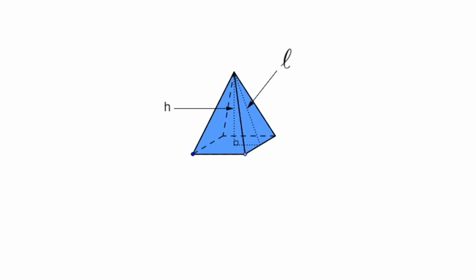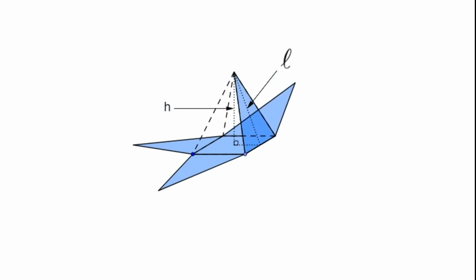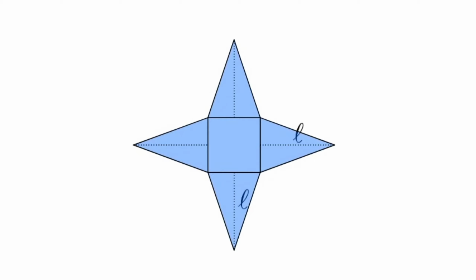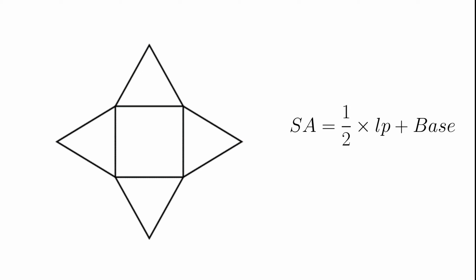Now let's visualize how to find the surface area of a pyramid. First, let's take it apart and look at its net. Notice that this is a square pyramid, therefore it is a square and 4 triangles. The formula for the surface area of a pyramid in your formula sheet is officially 1/2 times lateral length times perimeter plus the area of the base.